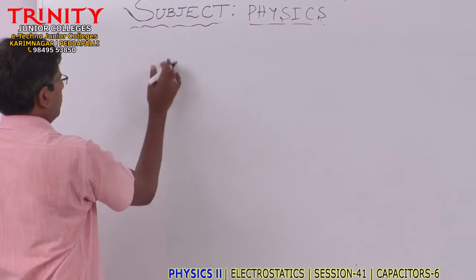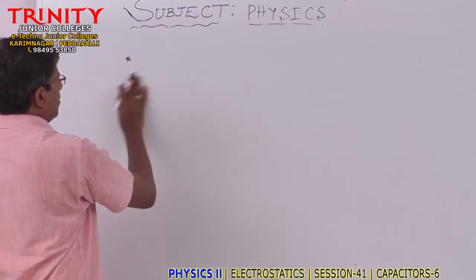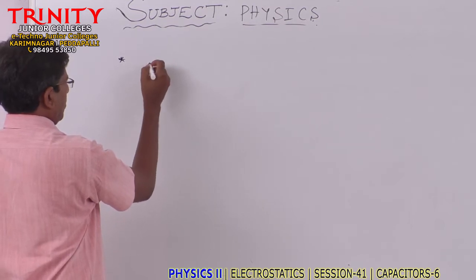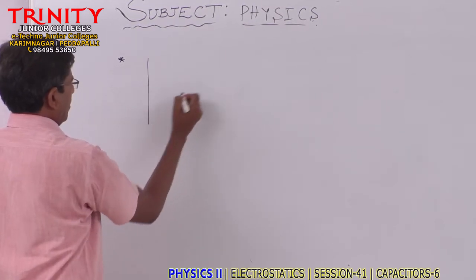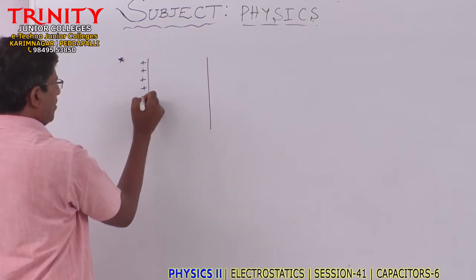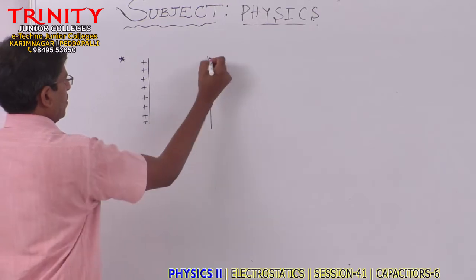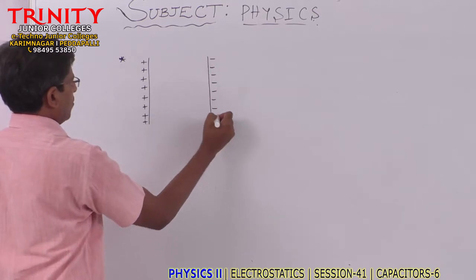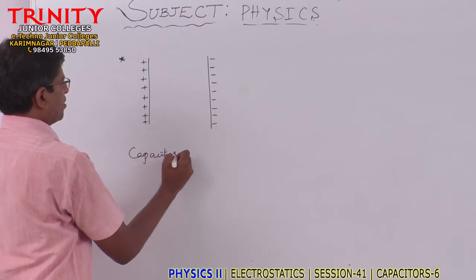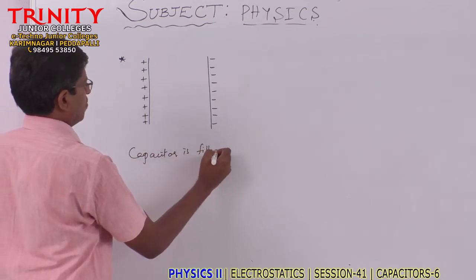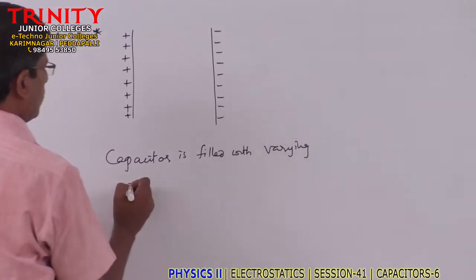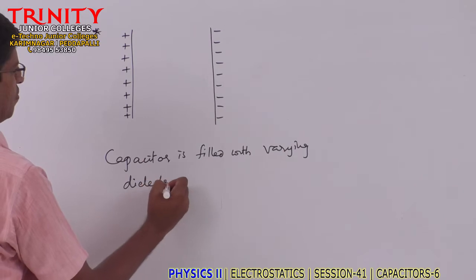Let me remind you of what we did yesterday a little bit and then proceed further. This is the last topic I dealt with. That is, when a capacitor is filled with a dielectric of varying dielectric constant.